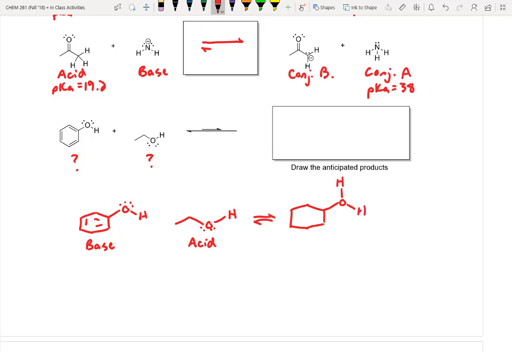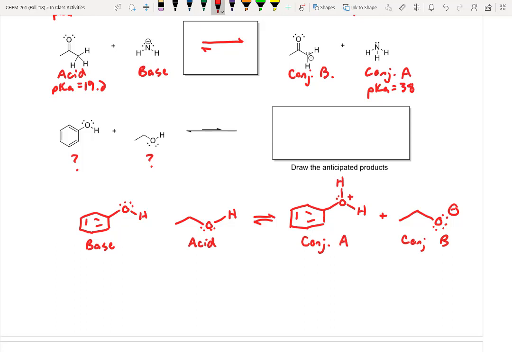And our conjugate acid would look like this, with lone pairs. And our conjugate base would have an oxygen with a negative charge, right? All right, so this is our conjugate base. And then this would be our conjugate acid.